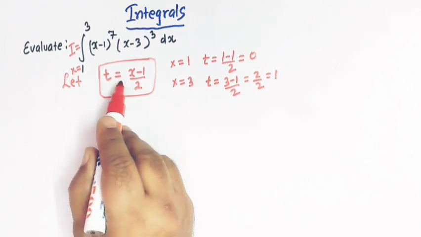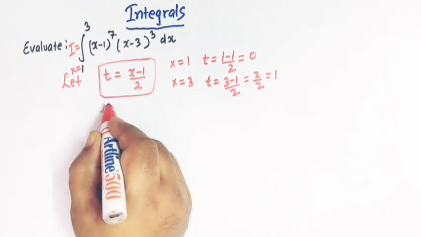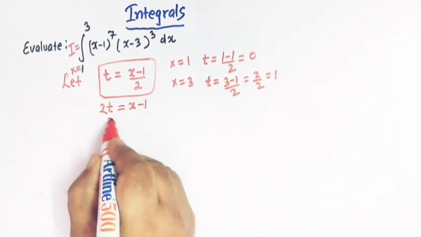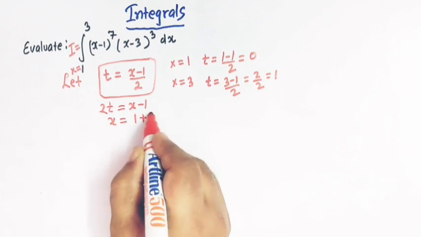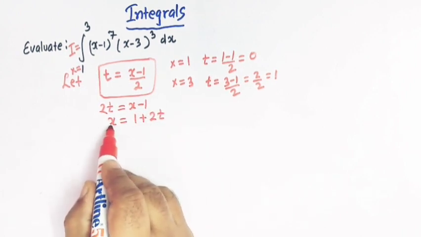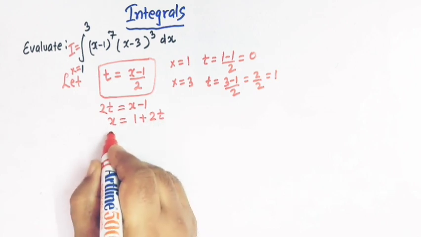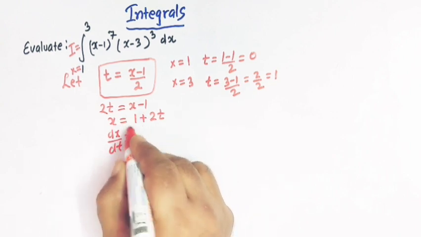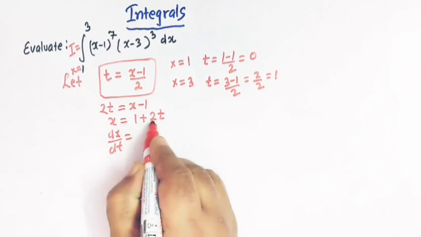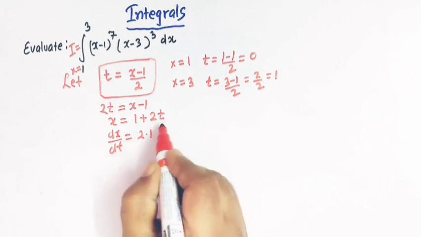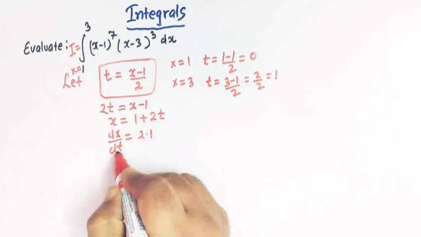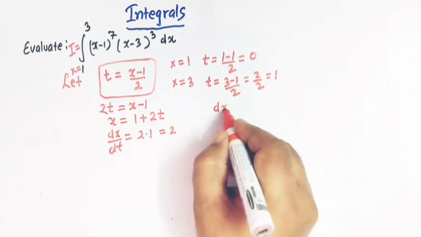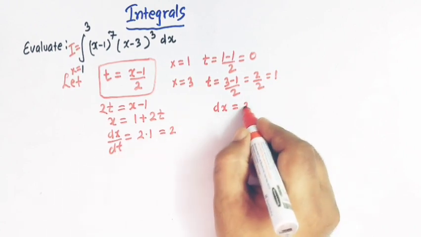So now we have t is equal to (x minus 1) over 2, right? So we can write 2t is equal to x minus 1. So x can be written as 1 plus 2t, right? Now let us differentiate x with respect to t. So we have dx over dt is equal to the derivative of 1, which is 0. So here we have simply 2 times 1, because the derivative of t with respect to t is 1, so we have 2, right? So now we can write dx is equal to 2 dt, right?